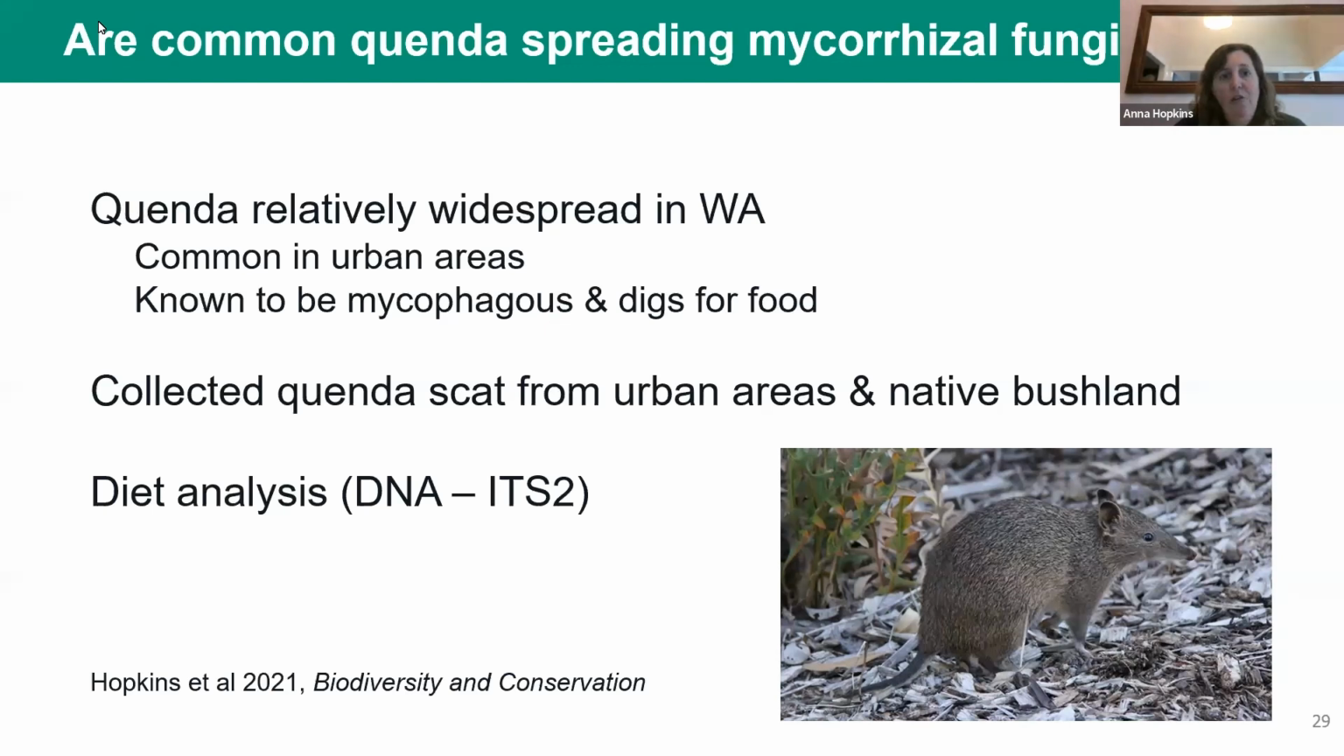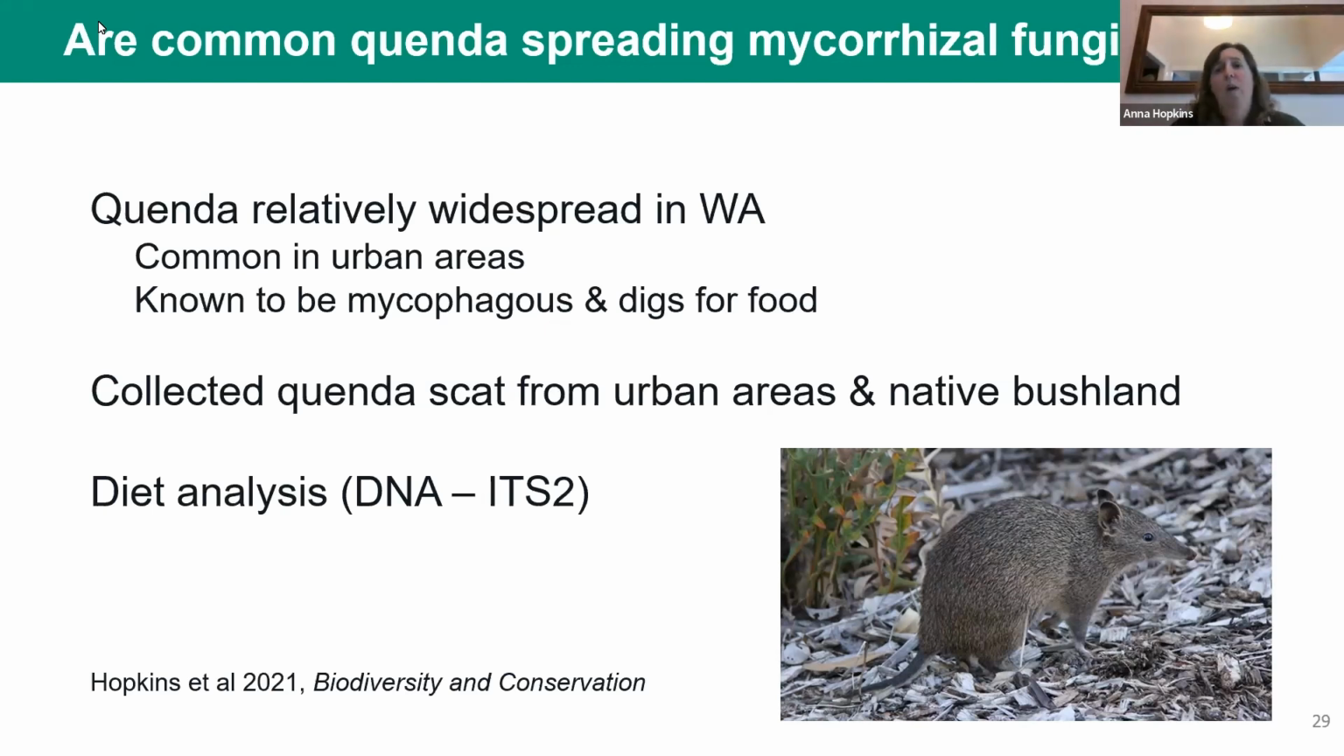And so what we were interested in was trying to understand if we've lost some of these more obligate mycophagous species like woylies and potoroos from our landscapes, and they've essentially been replaced with quenda, which eat fungi, but maybe not so much. Are those quenda still playing a really important role in dispersing fungi throughout the landscape? And are they adequately replacing those woylies and potoroos and things?